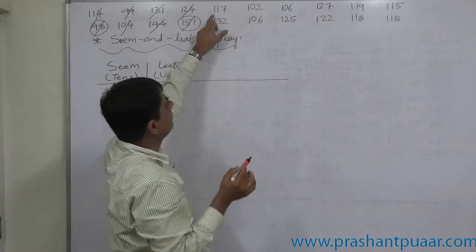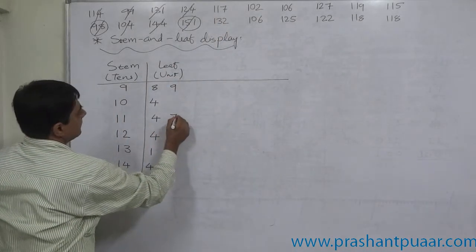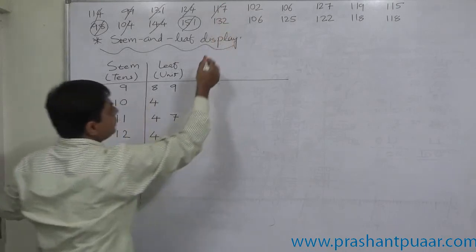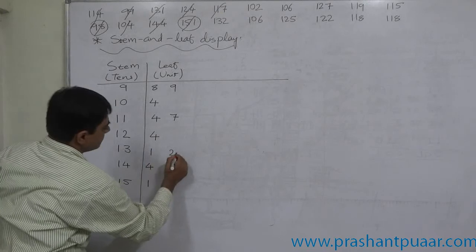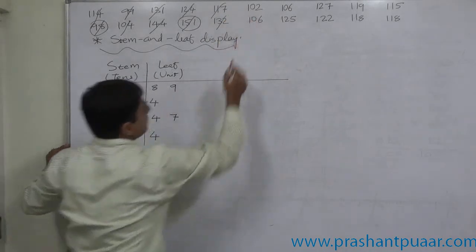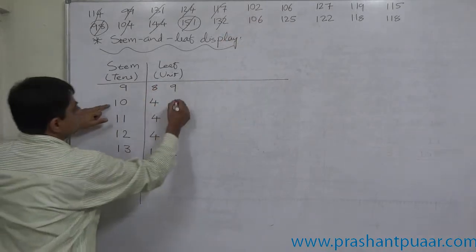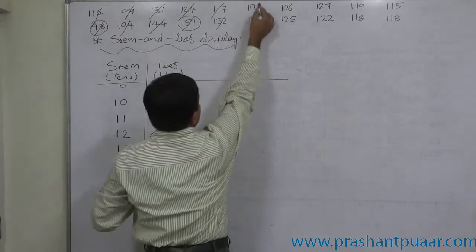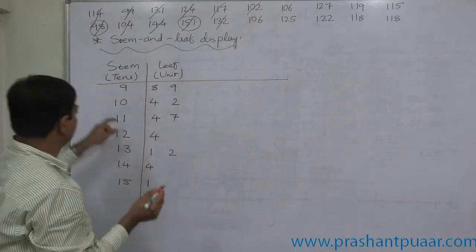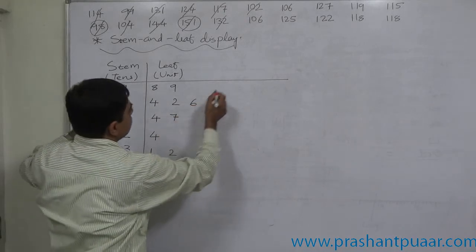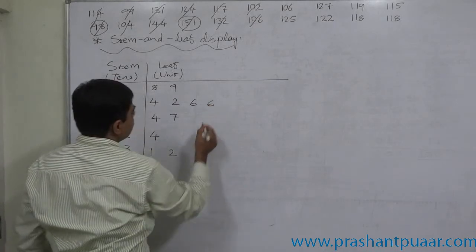117, 11 tens and 7, so 7 against 11. 132, 13 tens and 2, so 2 against 13. 102, that means 10 tens and 2, so 2 against 10. Same way, 106 means 10 tens and 6, so 6 against 10.